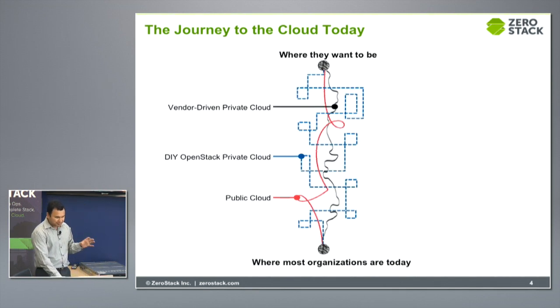But there are several paths from where they are to a cloud-based model. And there are 3 key paths that we have seen. One is the vendor-driven private cloud. Second is do it yourself with OpenStack and 7 other pieces of software that you stitch together to create a private cloud. And third, if you really just give up, you say this is too complicated for me and I don't want to deal with all this, you use a public cloud.